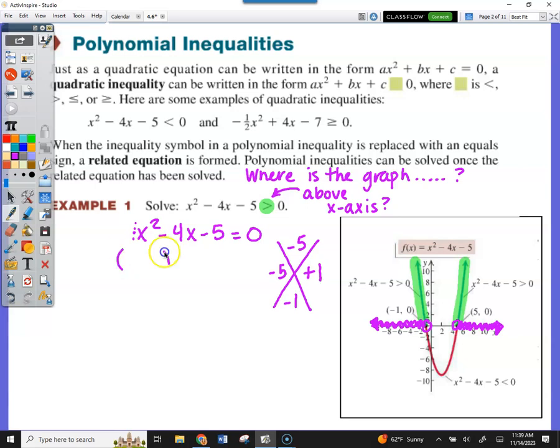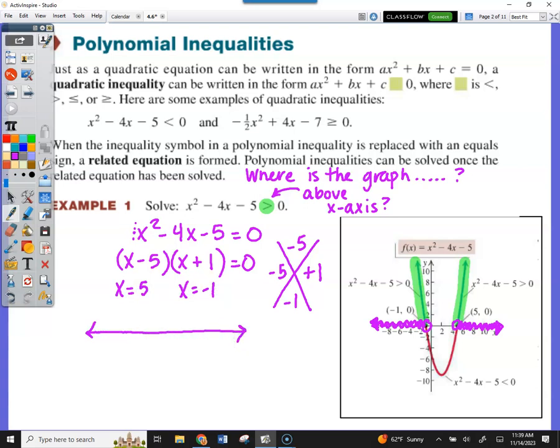Since a is 1, I can go straight to parentheses, x minus 5, x plus 1. Pull the zeros out. What zero comes out of this one? What about this one? Okay.